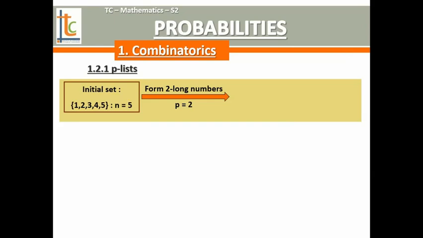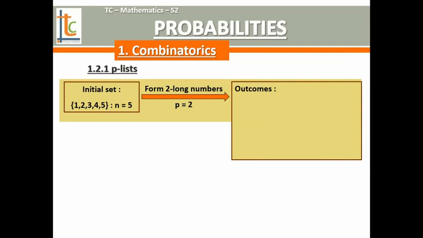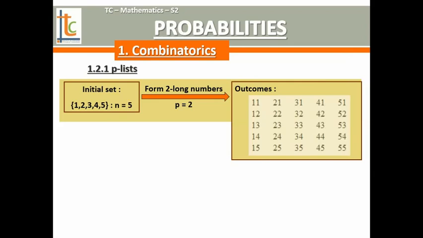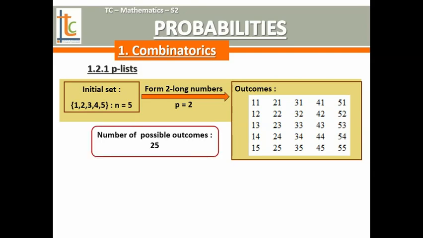So the case is simple, and this time we are able to write down all the possible outcomes. Here there are, from 11 to 55, all the possible numbers of two figures that you can form from the initial set. Our purpose is to know how many there are, okay? And the outcomes here are 25. You've got 25 outcomes. And our goal will be to be able to calculate this result without seeing the outcomes, just from n equals 5 and p equals 2.